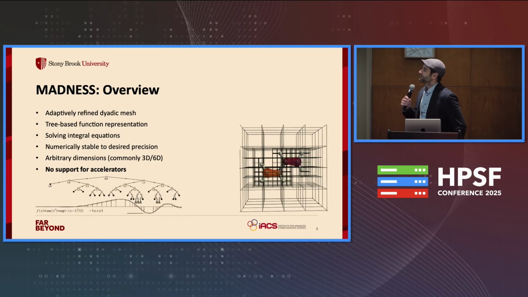So Madness, as I said, is adaptive on a dyadic mesh. There's an example on the right side there of some molecule that they actually computed. Still a small one. We're targeting hundreds or thousands of atoms. It's basically a tree representation that we go up and down or sideways depending on the operator that we're applying. It supports arbitrary dimensions. Most commonly 3D. There are teams in Europe that use 6 dimensions, so that's going to be an interesting target as well later on.